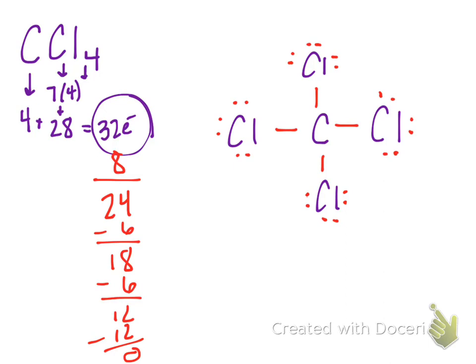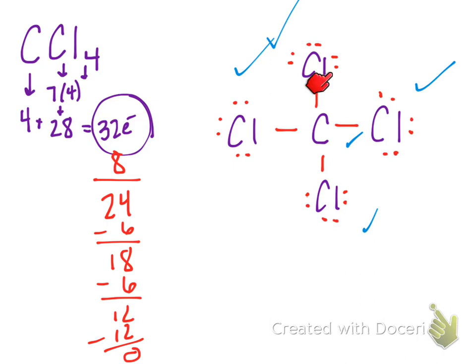So now we check. Is this chlorine's octet fulfilled? 2, 4, 6, 8. Okay, so that chlorine is good. That chlorine's good. Chlorine's good. This chlorine's good. Carbon's got 2, 4, 6, 8. So all of my individual atoms have full octets.